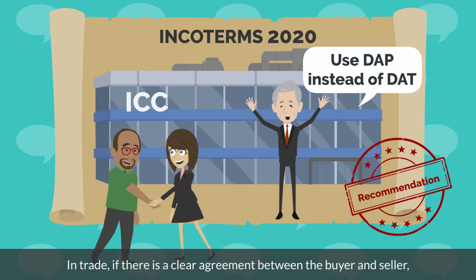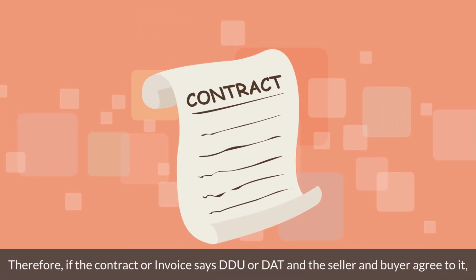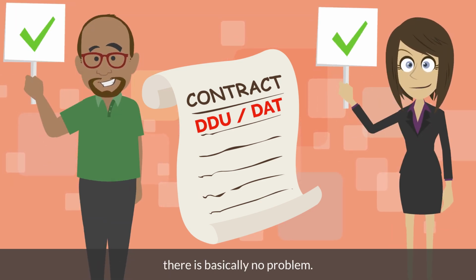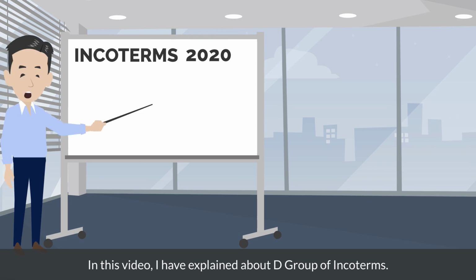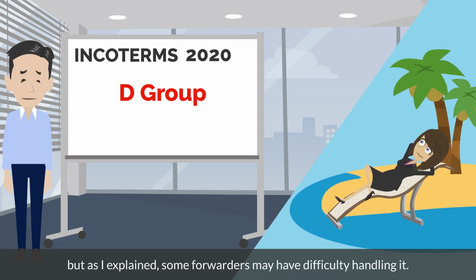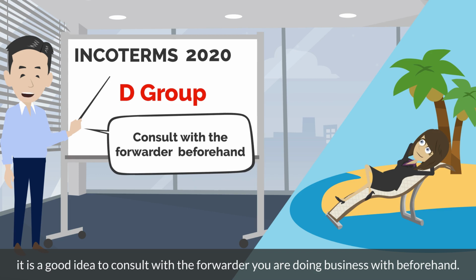In trade, if there is a clear agreement between the buyer and seller, any problems that may arise in the transaction can be resolved through discussion. Therefore, if the contract or invoice says DDU or DAT, and the seller and buyer agree to it, there is basically no problem. In this video, I have explained about D group of Incoterms. D group is a condition that is less burdensome for the importer, but as I explained, some forwarders may have difficulty handling it. If you are approached about shipping in D group, it is a good idea to consult with the forwarder you are doing business with beforehand.